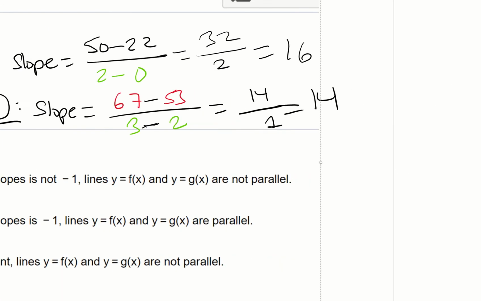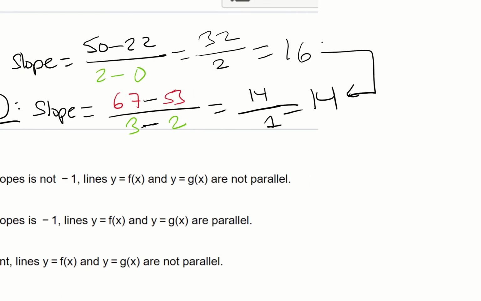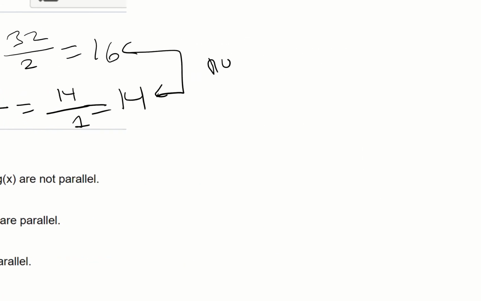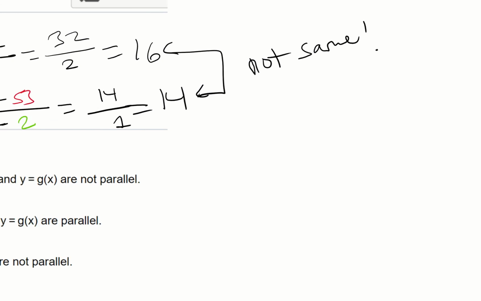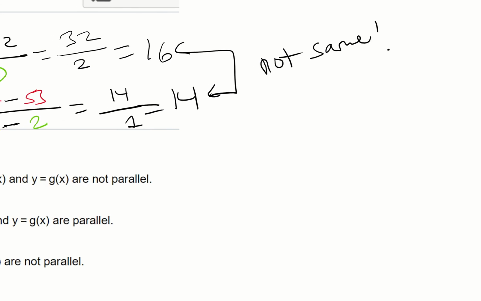So if you compare these two slopes, well, we know that they're clearly not the same, right? They're not the same. And because they're not the same, that means that the lines that we're looking at here are not parallel, right? So this means that the lines are not parallel.